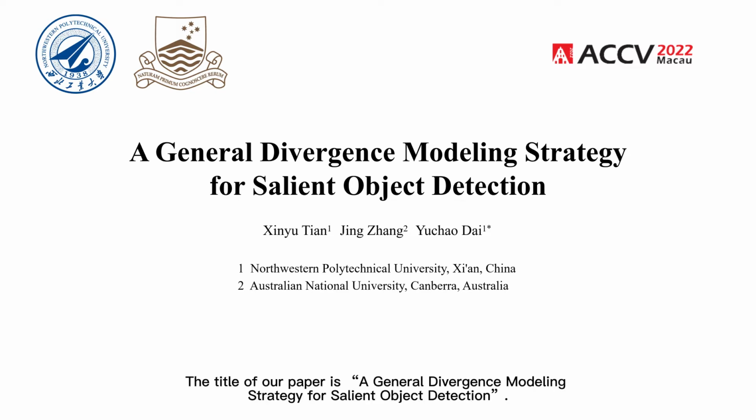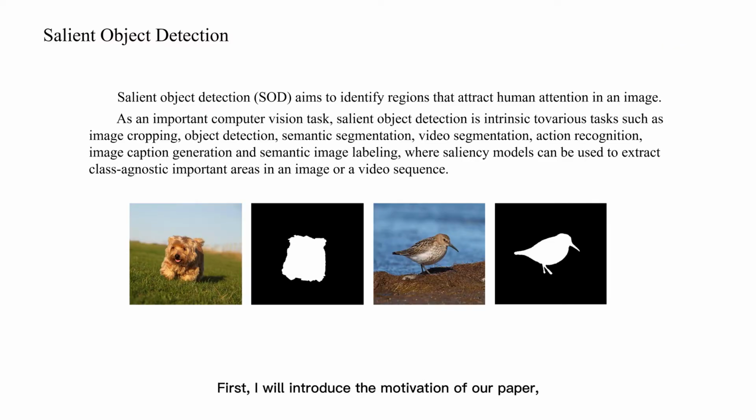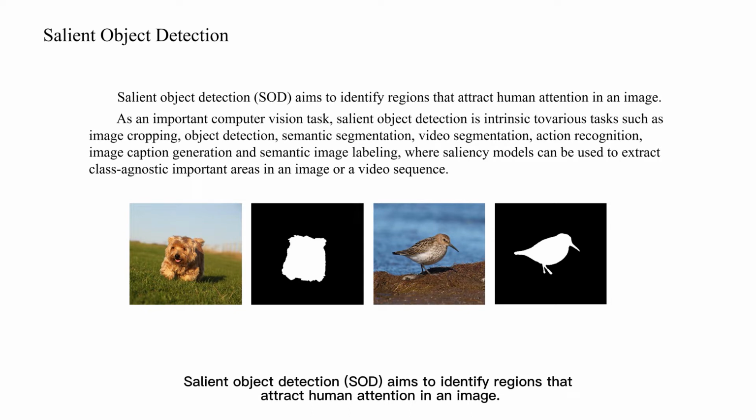The title of our paper is A General Divergence Modeling Strategy for Salient Object Detection. First, I will introduce the motivation of our paper, starting from the task definition. Salient object detection aims to identify regions that attract human attention in an image. It can also be viewed as a binary segmentation task and is closely related to many tasks.